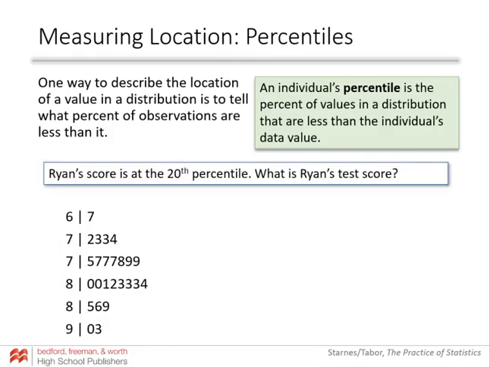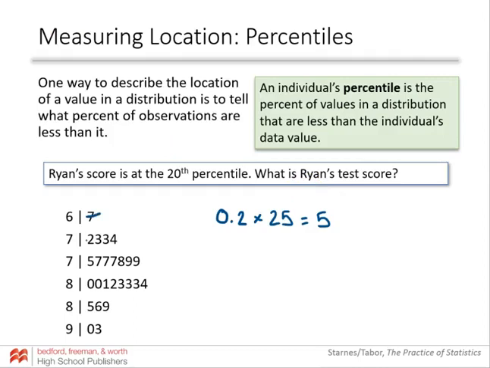We can also work backwards from a percentile to find a score. We know that Ryan's score is at the 20th percentile. What is his test score? What that means is 20% of the people scored lower than Ryan. I know that there were 25 people in this class, so I need to know what 20% of 25 is. 0.2 times 25 is 5. That means there were 5 people that scored lower than Ryan.